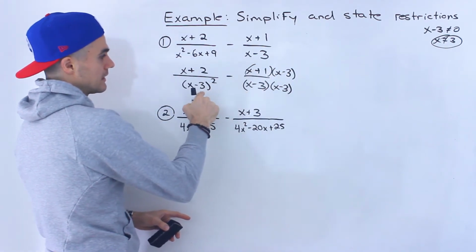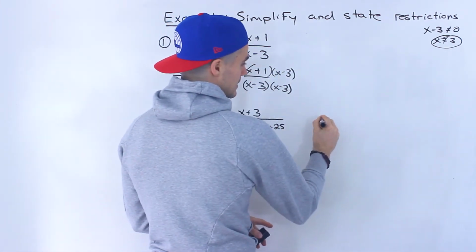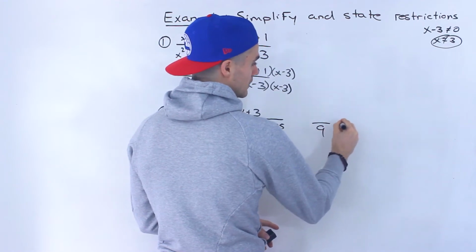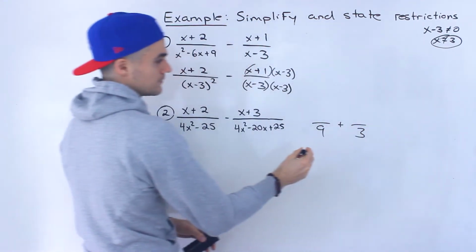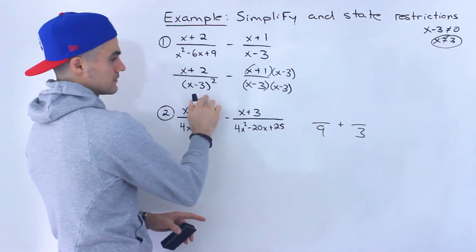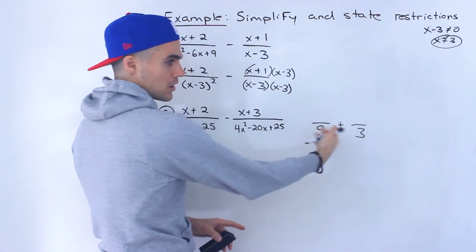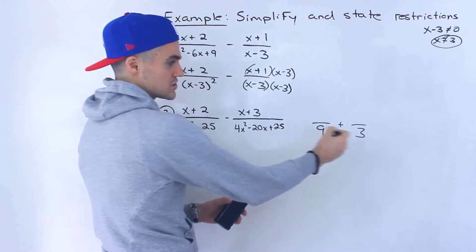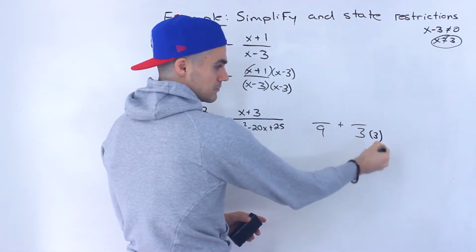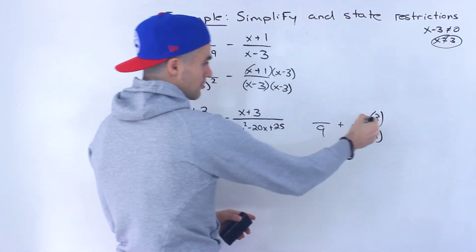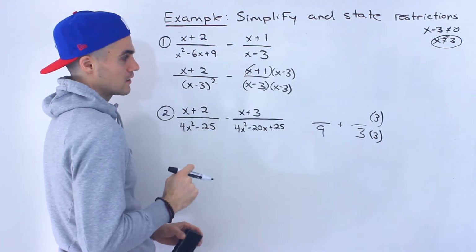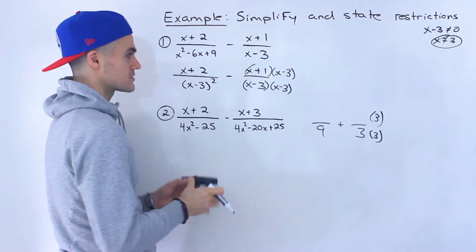It's kind of like if we had, let's say, something over 9 plus something over 3, right? This is like the squared expression, and then this is the single expression. What's the lowest common denominator between 9 and 3? It's just 9. We multiply this by 3. We're going to multiply the top by 3. We're doing the exact same thing here, just with variables.